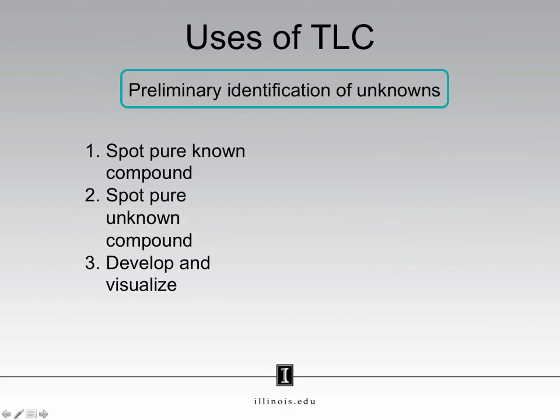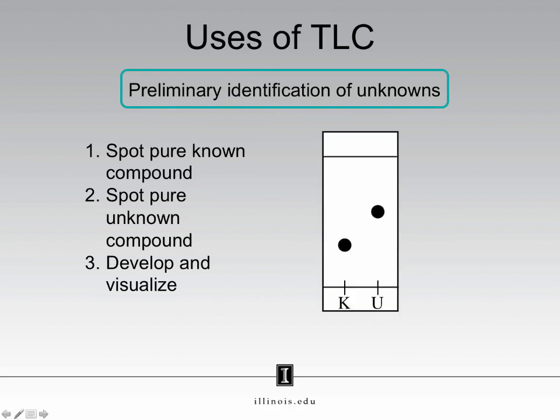The next use of a TLC plate is a preliminary identification of an unknown compound. This analysis is very similar to the analysis we just used on the previous slide. We will do a comparison. We will spot a pure known compound and compare it to the spot of a pure unknown compound. One potential result is this TLC plate, where again K stands for our known compound and U stands for our unknown compound. Here, our unknown compound has a different retention factor than our known compound. Therefore, our unknown compound cannot be our known compound.